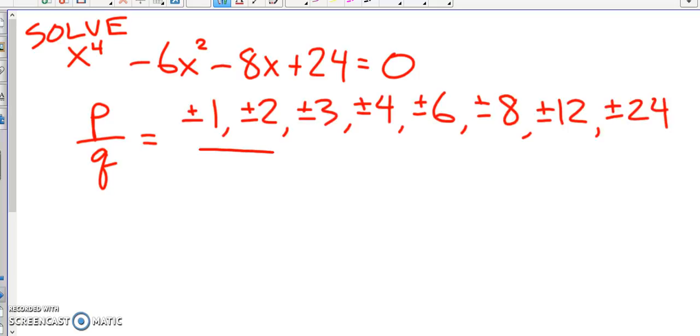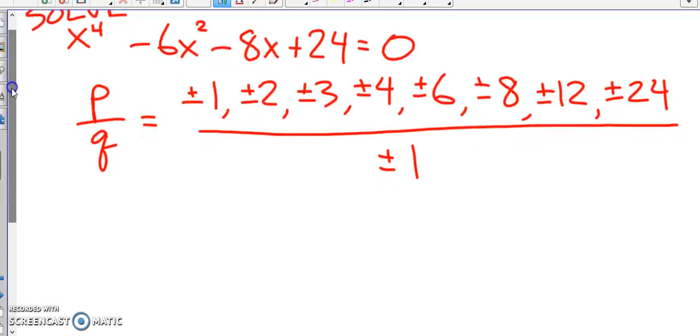Luckily, this is just plus or minus 1. So we have a lot of possibilities, right? Can I make a suggestion in the interest of time? Can we try 2? Let's try 2. All right, so if I put a 2 there, what goes across the top?